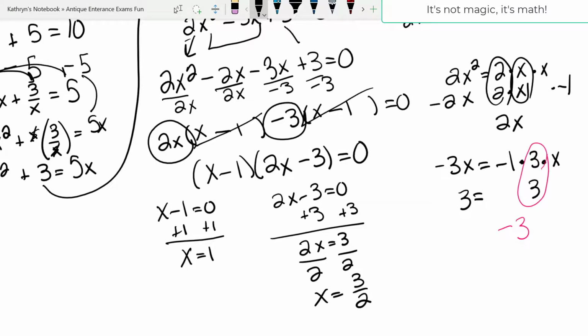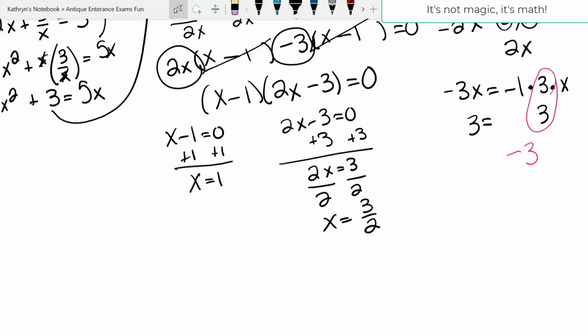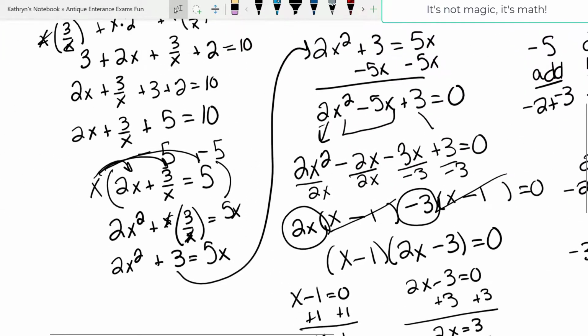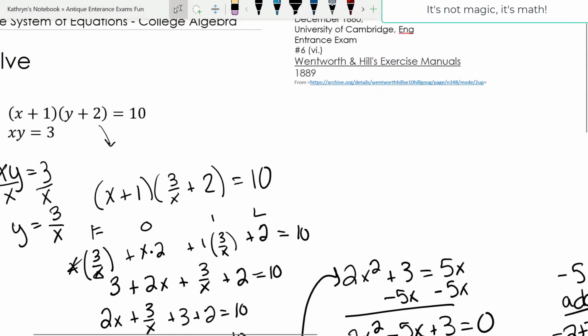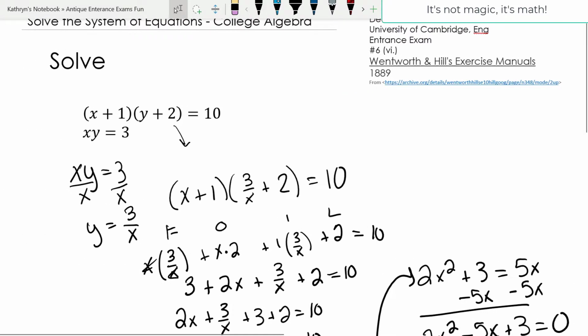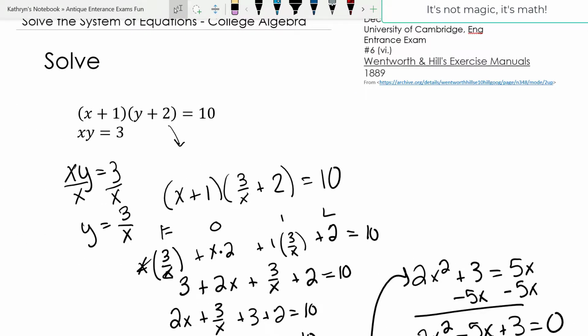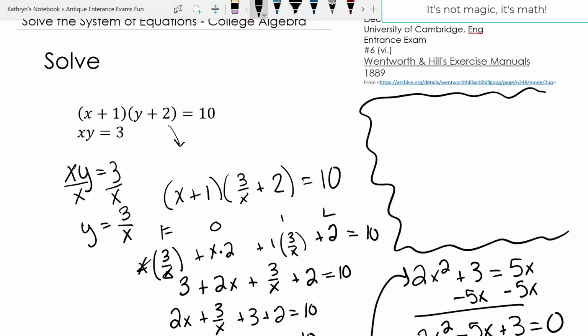Okay, well, we have our x's, that's for sure. Let's go back up and review for a second. We have our x's, but we still need our y's. So let's go back up here and review for a second. We know that x times y is 3, so I'm going to rewrite that here. I'm going to make a little box here. X times y is 3. Well, we just figured out that x equals 1 and x equals 3 halves.